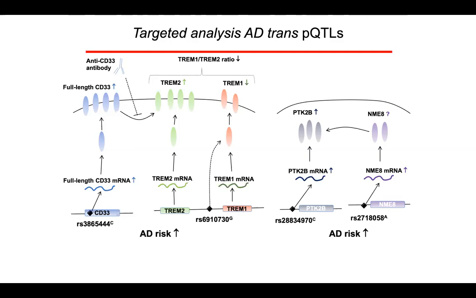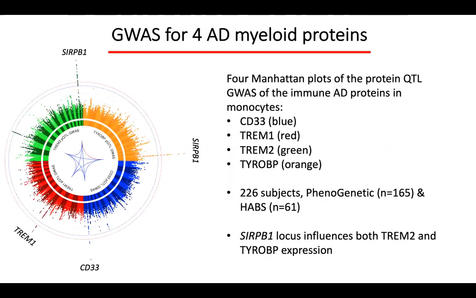Similarly, we found that the NME8 locus had an effect on PTK2B expression at the protein level. Interestingly, in both cases, there was no relationship at the RNA level. This was only occurring at the protein level and highlights the need for more protein QTL type studies. More recently, we reanalyzed these data, this time at the genome-wide level, to discover novel loci that may be influencing the expression of these very interesting proteins.